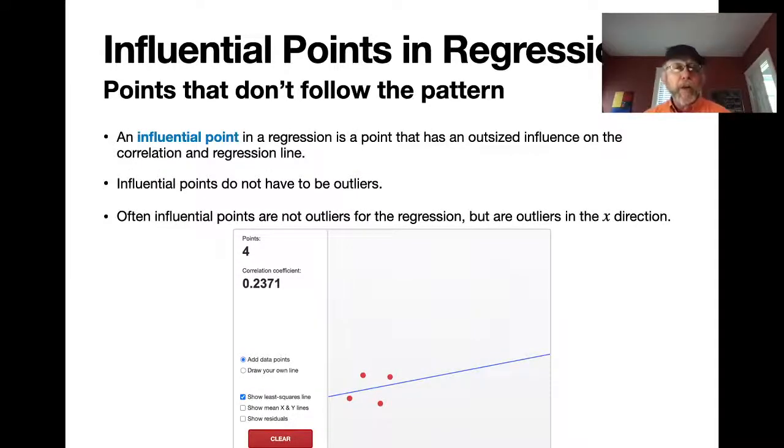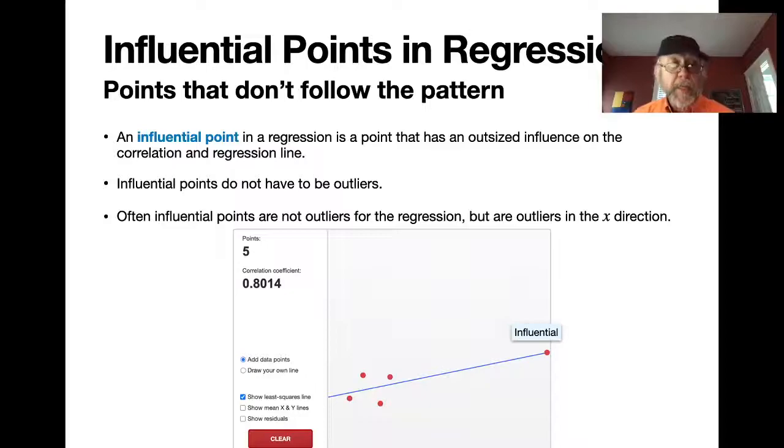Influential points are another kind of exceptional point in a regression. And in some ways, they're like outliers, and in some ways, they're not. One way they're not like outliers is often influential points actually increase the correlation, sort of artificially. So here's an example of an influential point. Notice that this influential point increases the correlation from the 0.2371 all the way up to 0.8014.